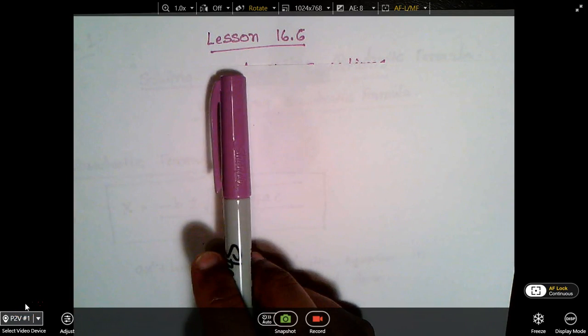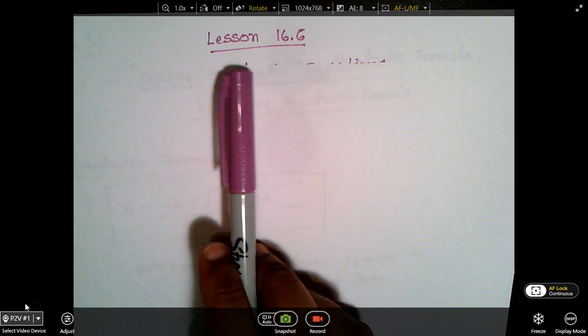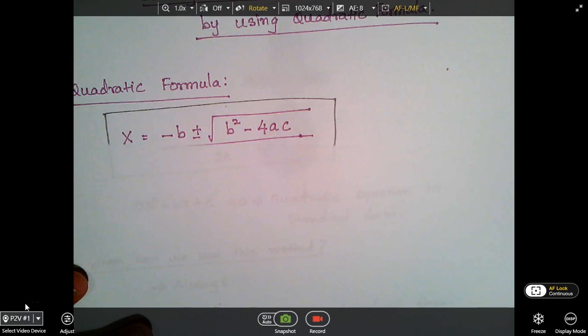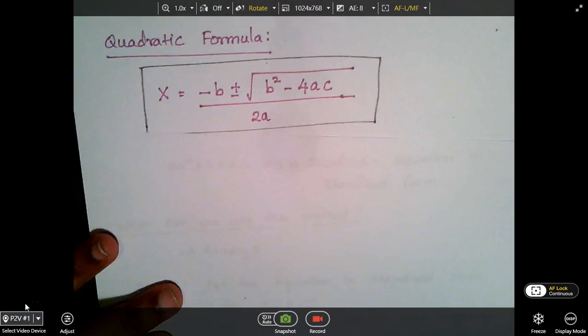We are on the last lesson for solving quadratic equations. This is lesson 16.6. This deals with solving quadratic equations by using a quadratic formula. Okay, so I have a formula. I'm going to straight away use that formula to get the values of x.